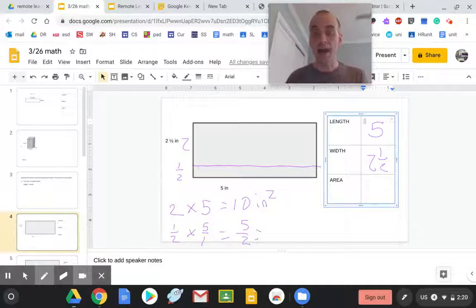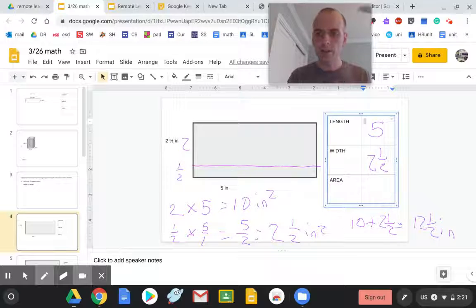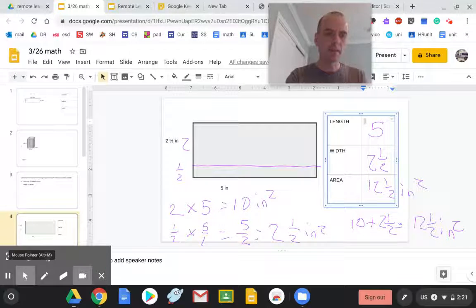So 5 halves. And we know 5 halves is 2 goes into 5, 2, 4, 6. Oh, only 2 times, right? So 2 and 1/2 inches squared. Then we just add them. We go 10 plus 2 and 1/2 equals 12.5 inches squared. Okay. That's your area. Let's do one more problem like that.